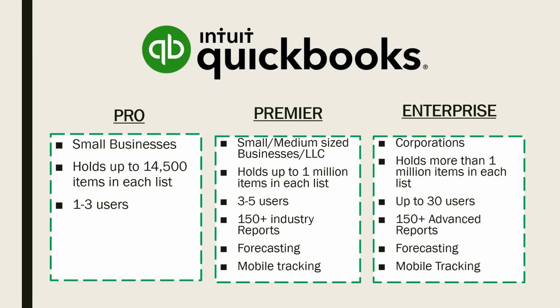We also talked about the 150 plus industry specific reports, especially when you establish yourself as a medium-sized business. You need to fall under a specific industry, whether you're retail, manufacturing, or just a general business that provides services. You will fall under a criteria. And the best thing about having more than 150 industry specific reports is that you have reports tailored to how your business should be run.